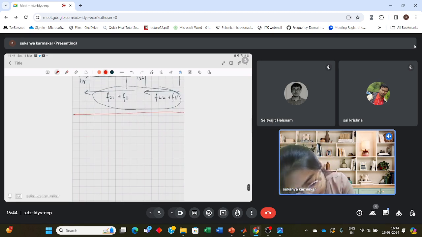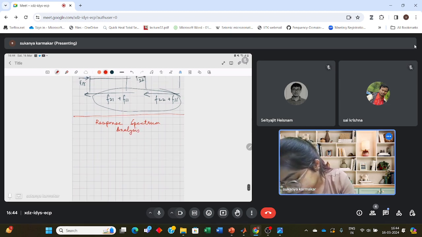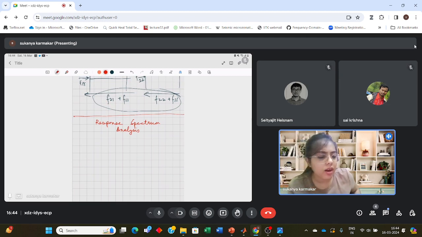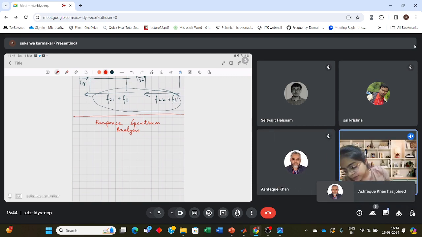So in the response spectrum analysis, again, you start with the same thing. You can build the stiffness matrix, mass matrix, and the damping matrix. And you have the coupled equation of motion. You can decouple the equation of motion using U is equal to phi into Q. Then you can solve that equation.